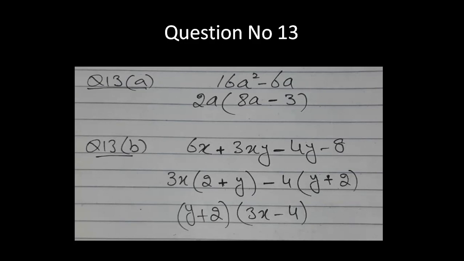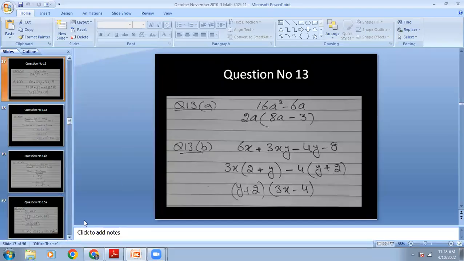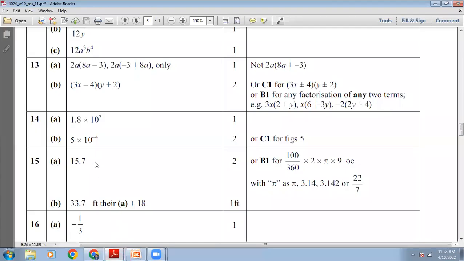So now that bracket is common, 2 plus y, and you will have y plus 2 in one bracket, and from here you will have 3x, and from here you will have minus 4. So this is how you will factorize this. Y plus 2, 3x minus 4.